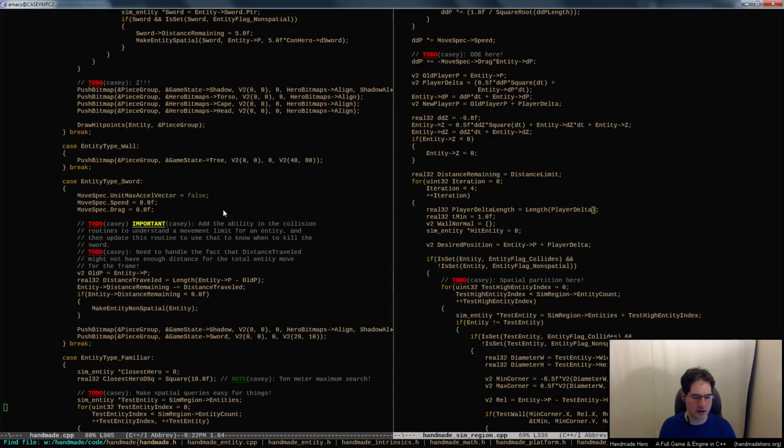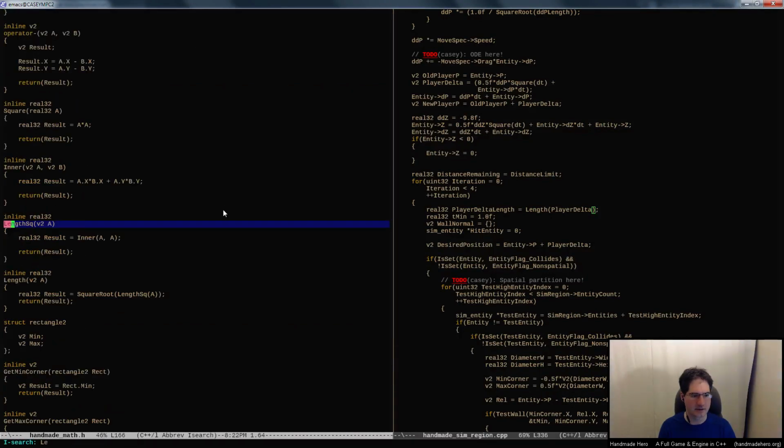So if I go in here and take my handmade math.h and take a look at my length, you can see that I've got it. Now it forces some stuff. It's got a fair bit of math. It's two multiplies, an add, and then it's a square root.